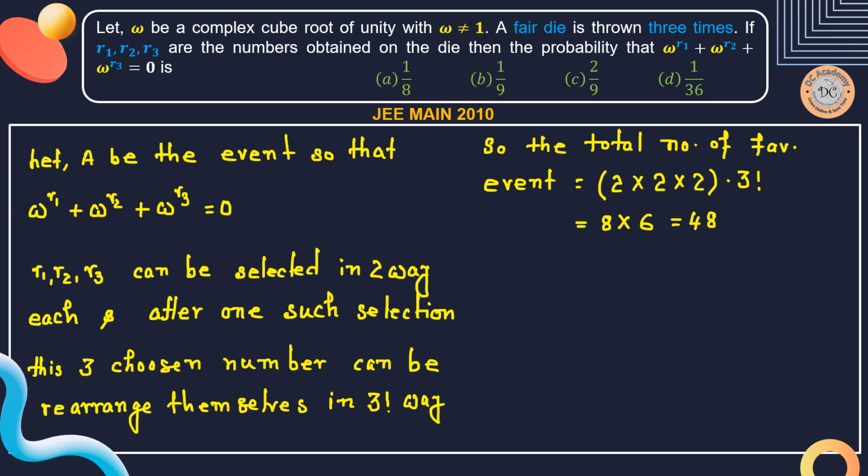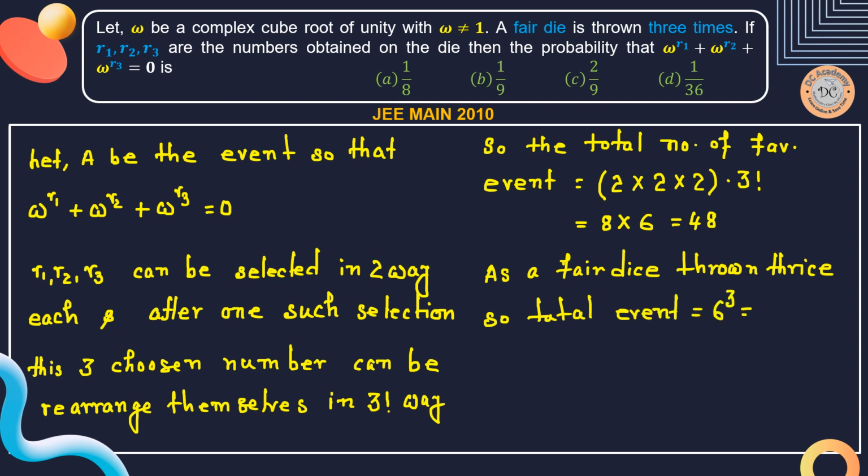Now we need to find the total number of events. As a fair die is thrown three times, the total number of events will be 6 cube, which is 216. So the required probability of A will be 48 divided by 216. Six can be cancelled, so 8 by 36, and now 2 by 9. Removing the common factors, we obtain that option C is the correct answer for this problem.